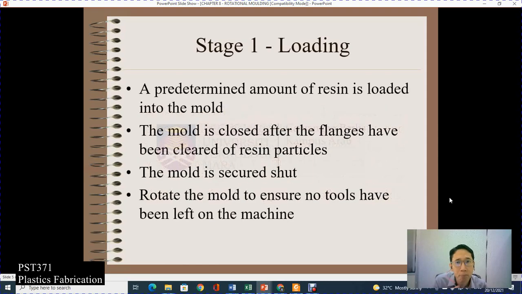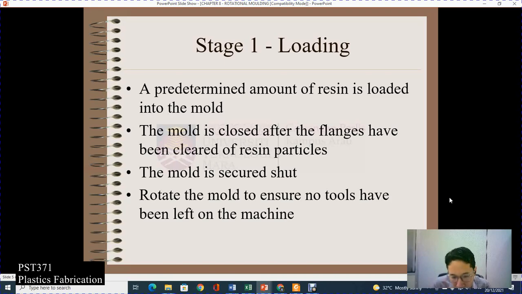Okay. Stage 1: the process of rotational molding is divided into 3 stages, I assume 3 stages up to 4 stages. The first one is the loading of the material. A predetermined amount of resin is loaded into the mold.